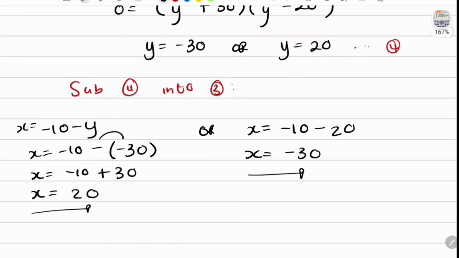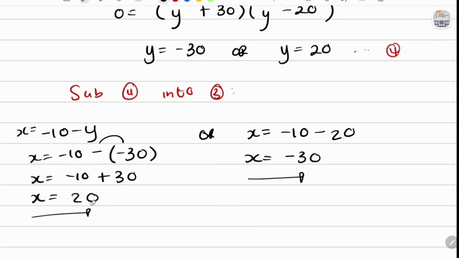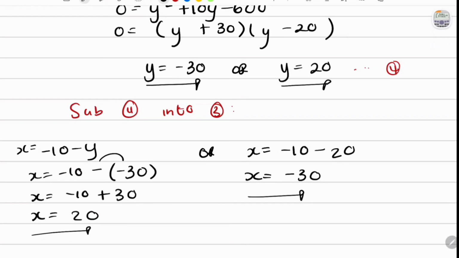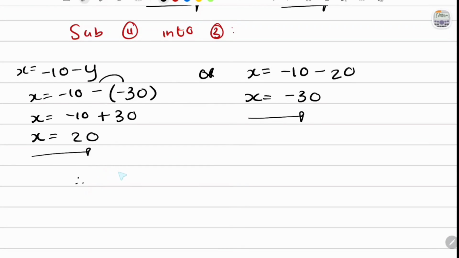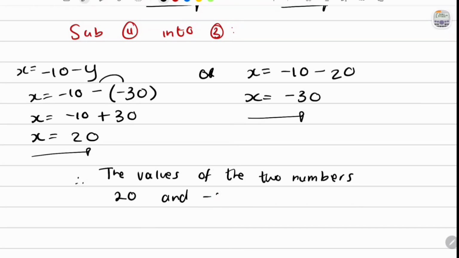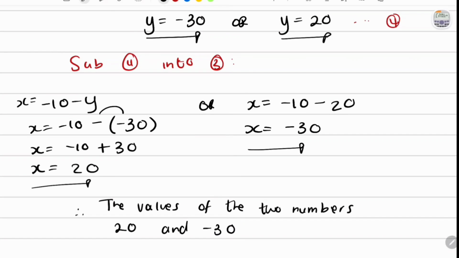So these are solutions for x and y. It's either that x is equal to 20, or x is equal to negative 30, and you can see they're really the same numbers. So if I'm concluding, I'll just say the values of the two numbers are 20 and negative 30. And it's fine like that.